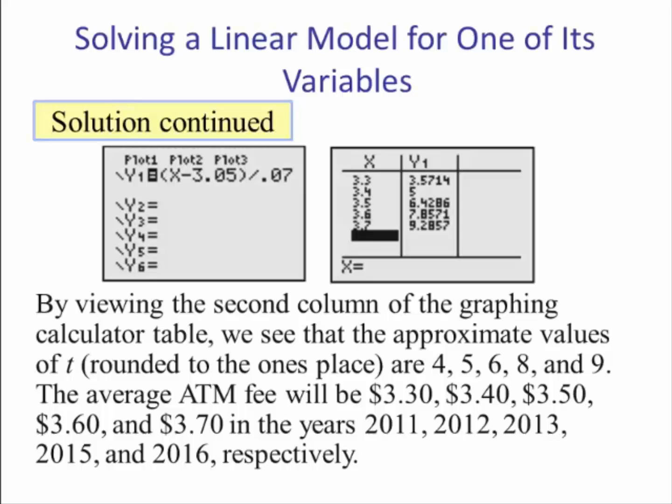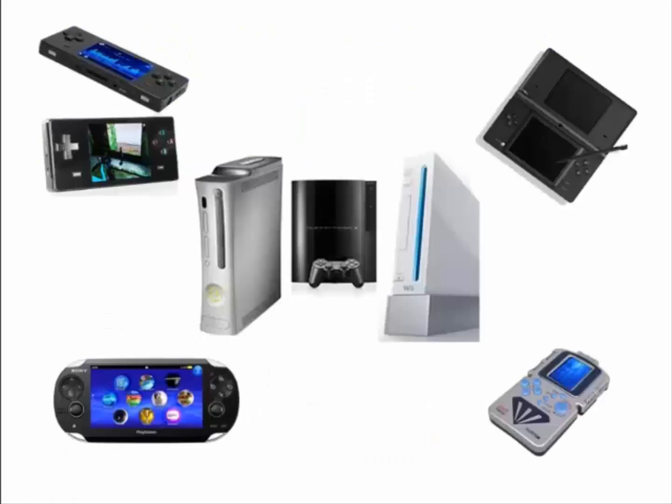So if we look at the first one, when the ATM fee was $3.30, t was about 3.6, which rounds to about 4. So 4 years after 1997 would be 2011.